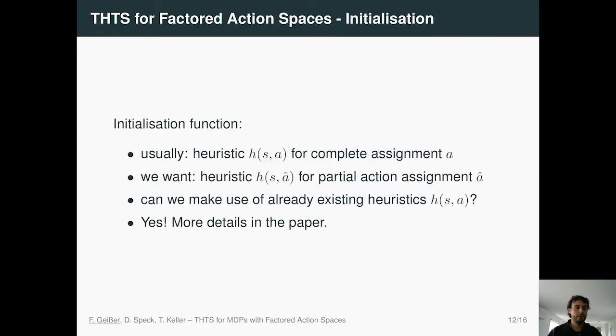Okay, so coming back to the initialization function, usually we have a heuristic estimate for states and for state action pairs, so for a complete action assignment. But now we want a heuristic for partial action assignments. And the question is, of course, can we make use of already existing heuristics? So given a state action heuristic, can we use that to construct a heuristic for a state and a partial action assignment? And the answer is yes, but I don't have too much time here. So for more details, please have a look at the paper.